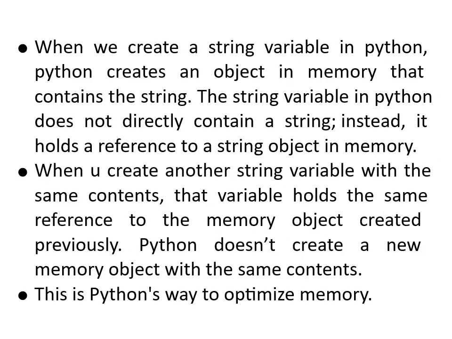When we create a string variable in Python, Python creates an object in memory that contains the string. The string variable in Python does not directly contain that string. The object in memory contains that string, and the variable just contains a reference to the string object in memory. When you create another string variable with the same contents, that variable holds the same reference to the memory object created previously. Python does not create a new memory object with the same contents. This is Python's way to optimize the memory and storage.